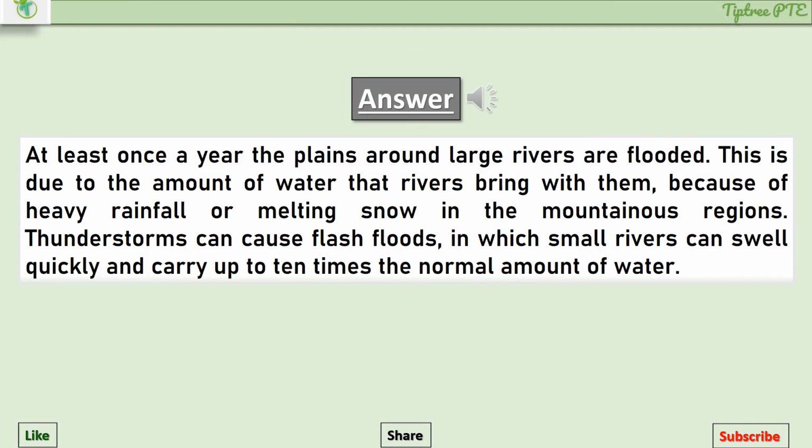At least once a year, the plains around large rivers are flooded. This is due to the amount of water that rivers bring with them, because of heavy rainfall or melting snow in the mountainous regions. Thunderstorms can cause flash floods, in which small rivers can swell quickly and carry up to 10 times the normal amount of water.